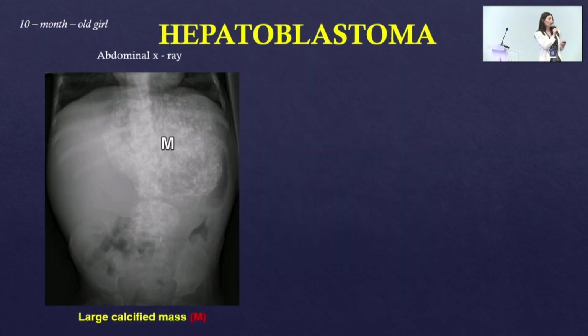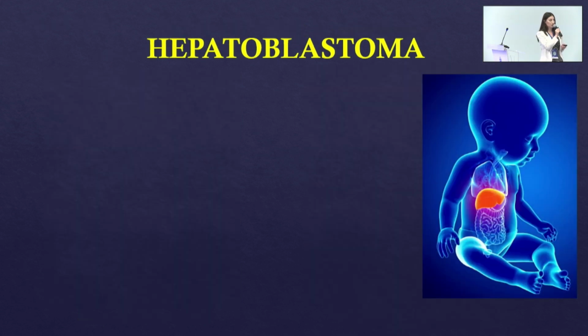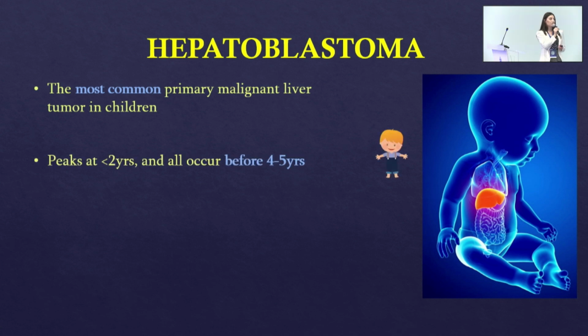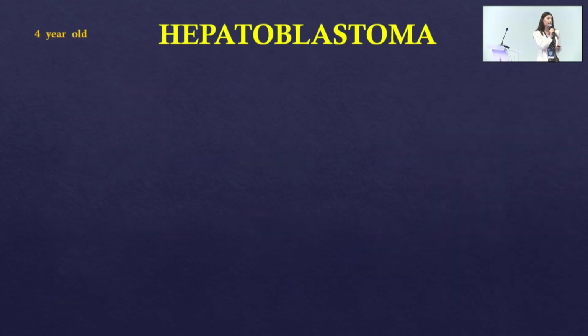Next, again about calcified masses, we can see in an abdominal X-ray a gray calcified mass on the left side, and after it, CT was done, where the calcified mass was found, and that was hepatoblastoma. So hepatoblastoma, as we know, is the most common primary malignant liver tumor in children. It occurs before 5 years. AFP level is usually elevated, and here the most common site of metastasis is the lungs.